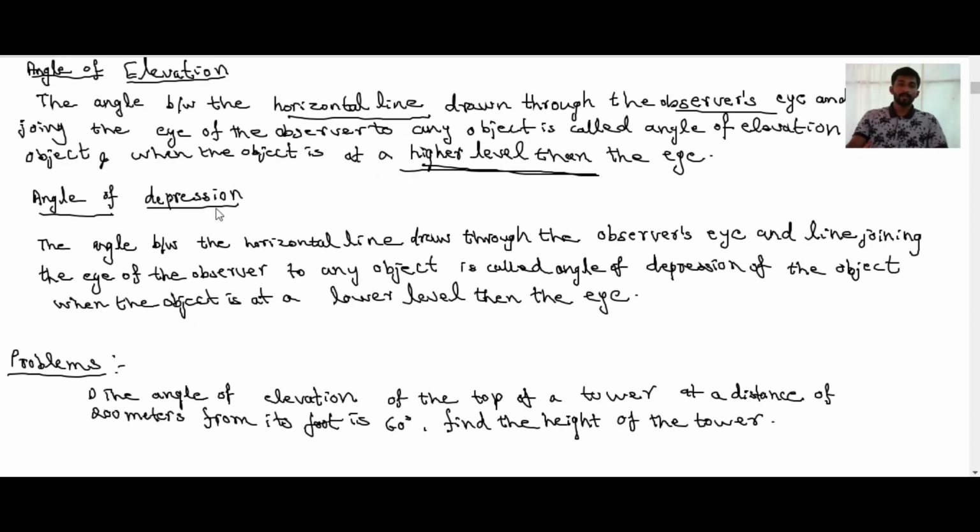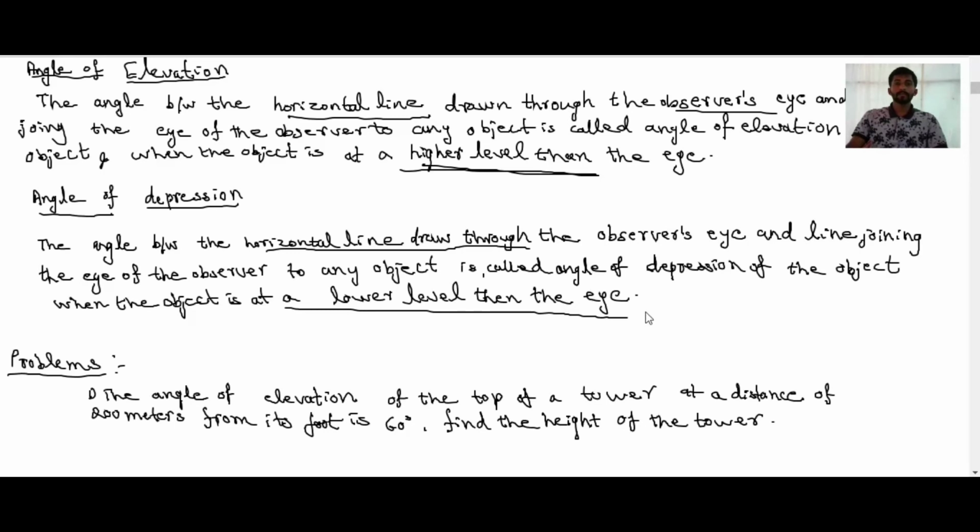Angle of depression: again, the angle between the horizontal line drawn through the observer's eye and the line joining the eye of the observer to any object is called angle of depression of the object when the object is at a lower level than the eye. Lower level than the eye means the object is below the horizontal line. That means you are looking downward.